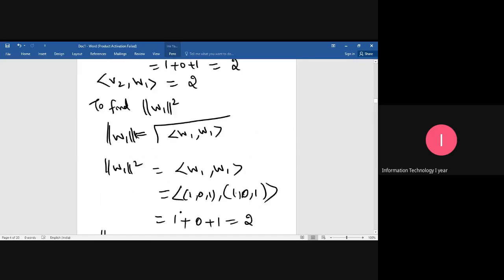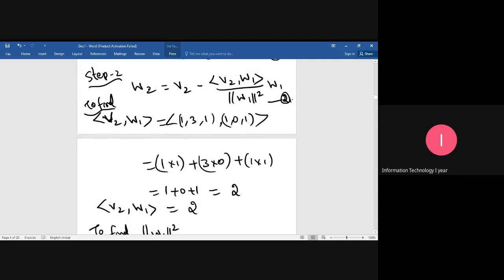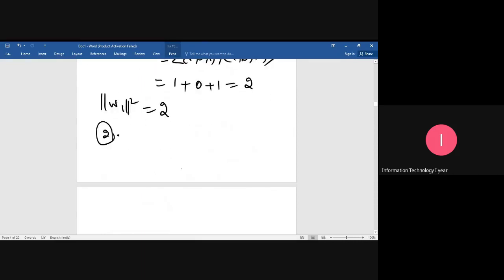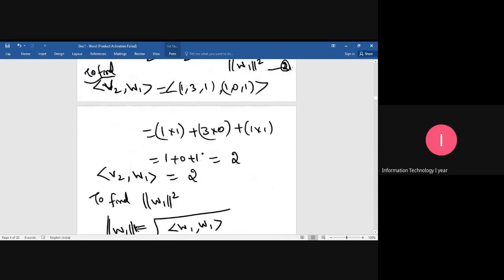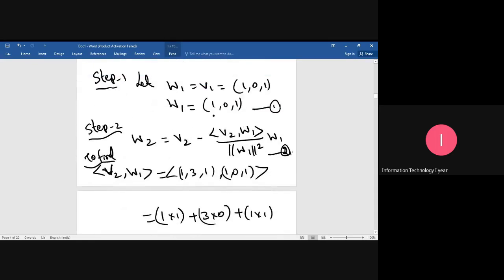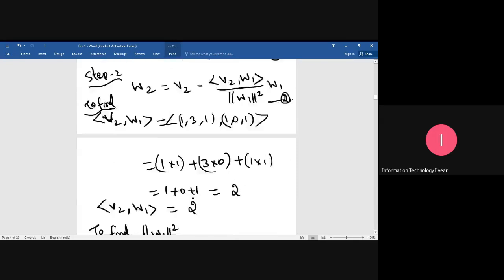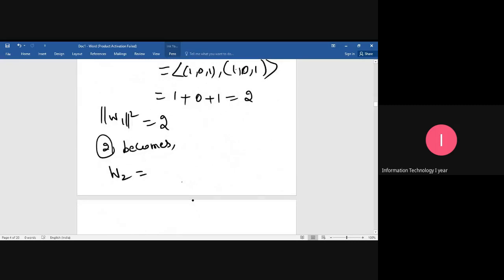So therefore we can now write the W2 answer. For finding W2, we have calculated V2 comma W1 and norm W1 square, everything. So using the formula, substitute. Equation 2 becomes now W2 equal to V2, and V2 from the question is 1, 3, 1.